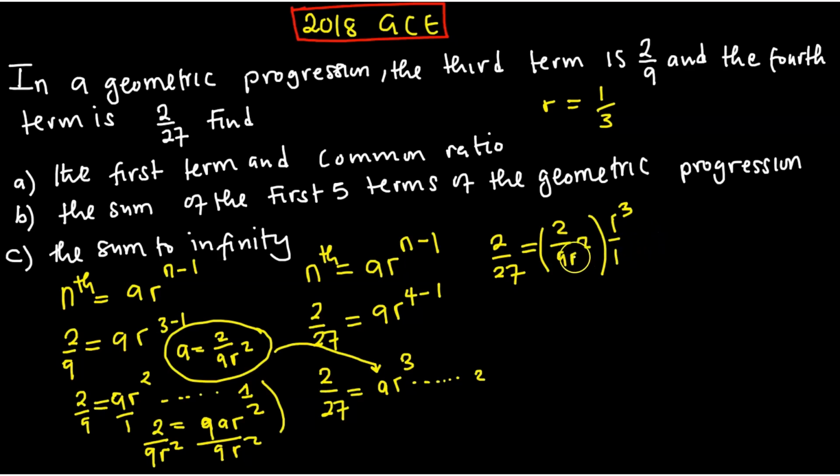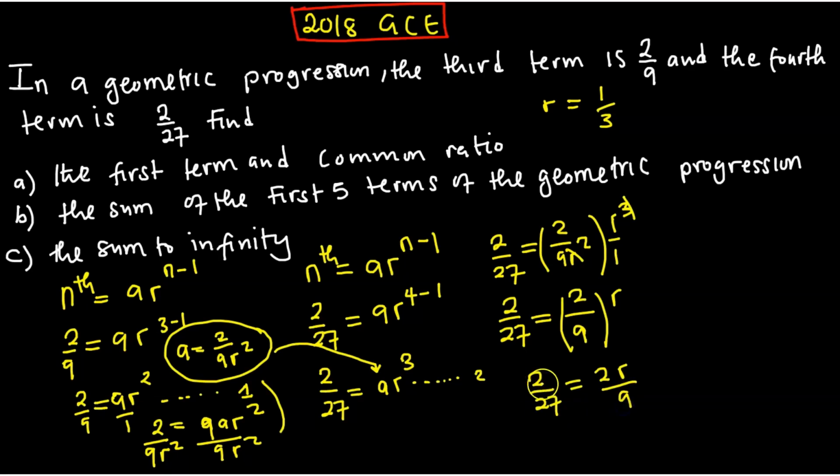So now what happened? This one will cancel with that one. So you're going to have 2 over 27 equal to 2 over 9, then multiplied by r. So this is 2 over 27 equal to 2r over 9.